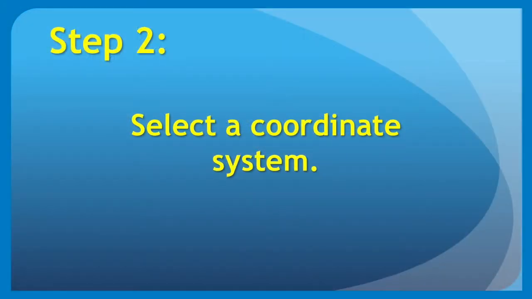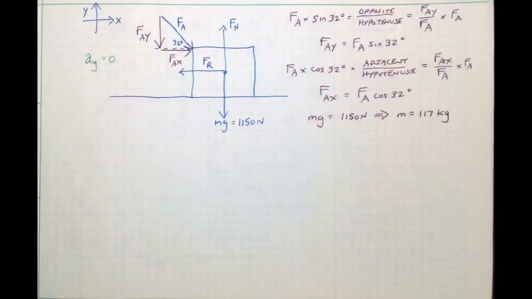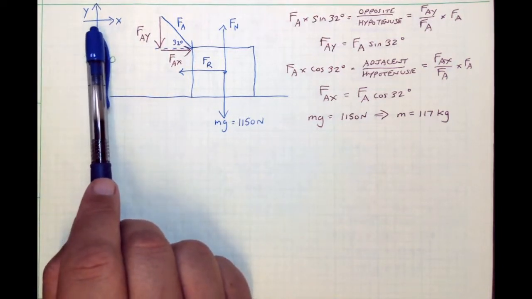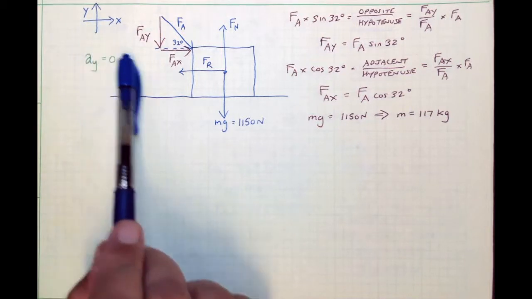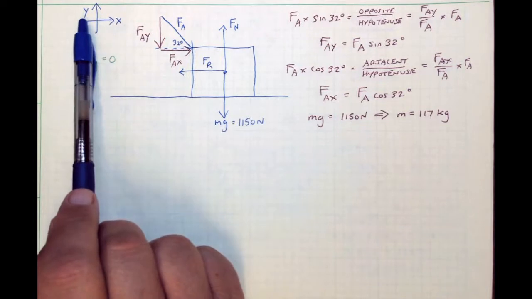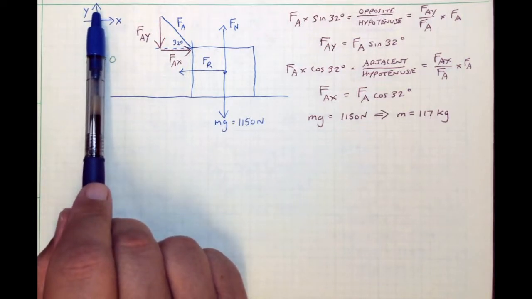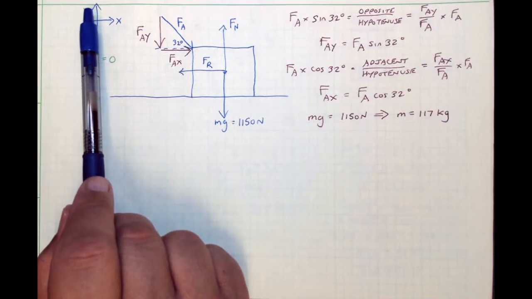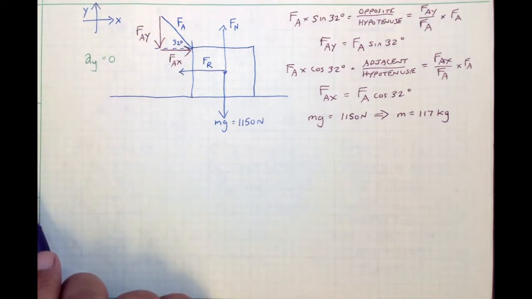Step 2 is to establish a coordinate system, and that remains the same as well. There's no compelling reason to change it. The x direction is still horizontal, and we will still call to the right positive because the way we've drawn it here, that is the direction the crate's going to go. And we will still call the y direction vertical with up being positive, just sort of arbitrarily, because the crate is still not going to move up or down.